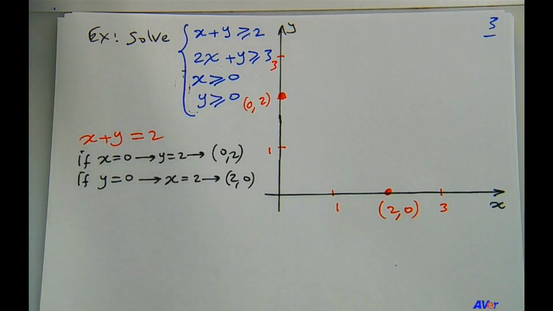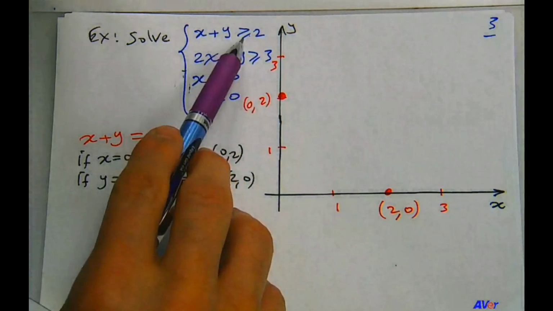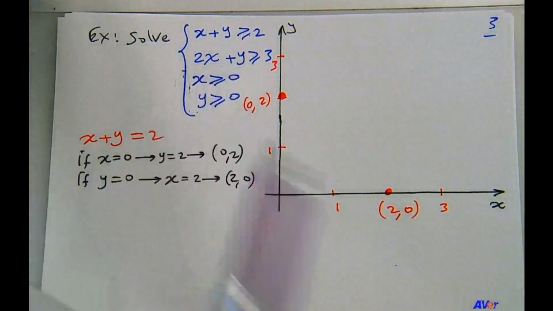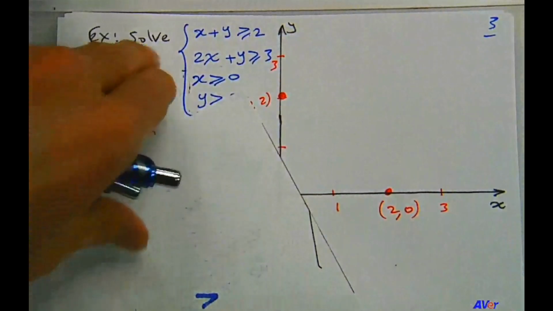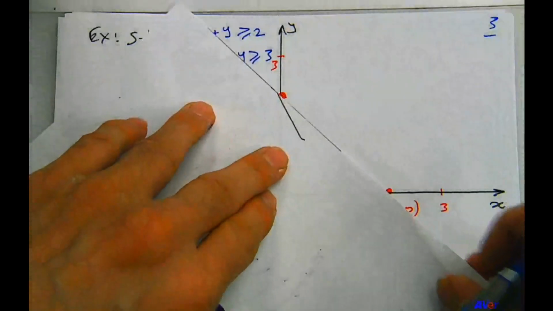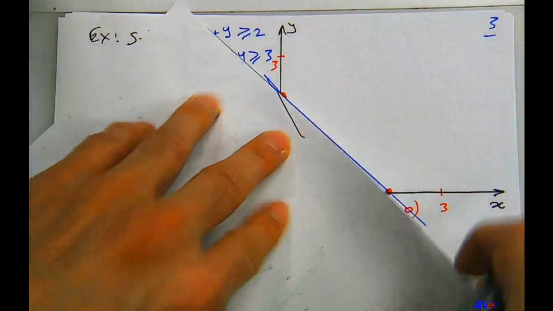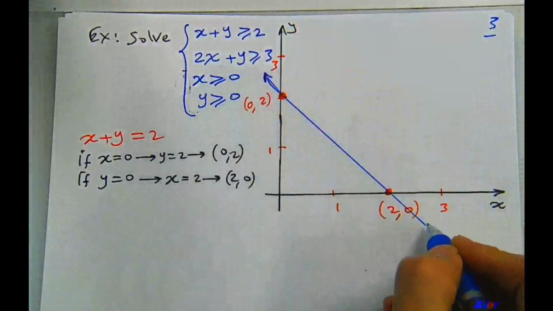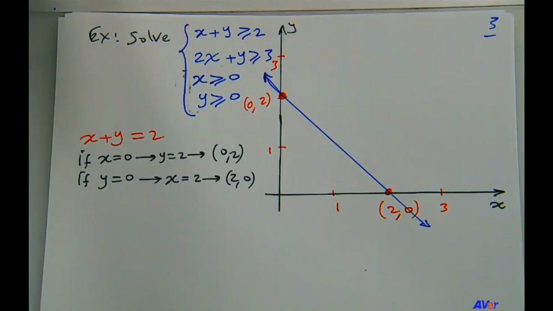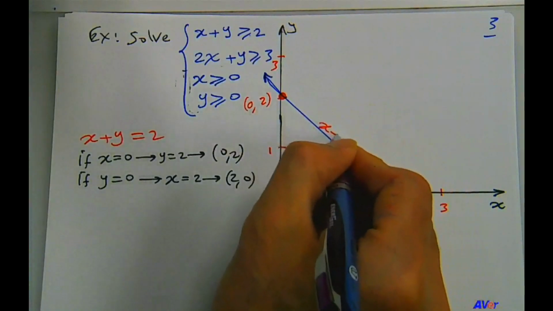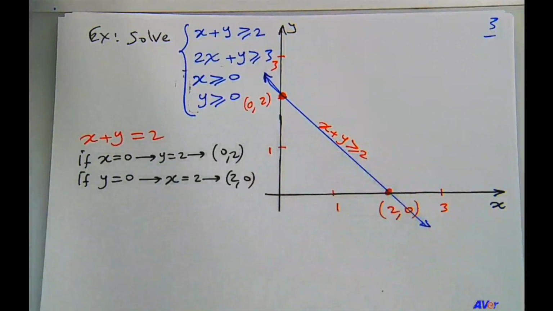Should the line be solid or dashed? It should definitely be solid, right? Because of the equality that we see under the inequalities. So I'm going to draw that. Like that. And I'm going to write on top of this x plus y greater than or equal to 2.